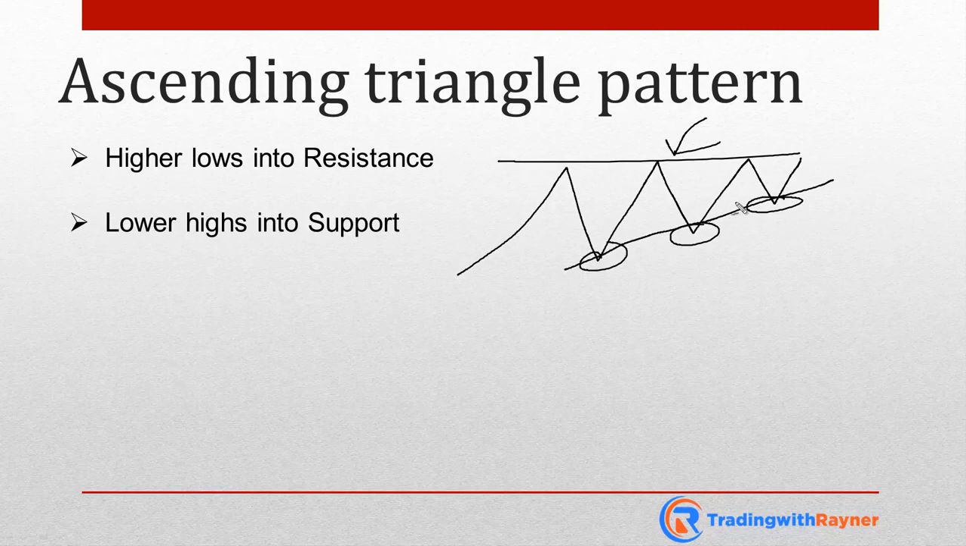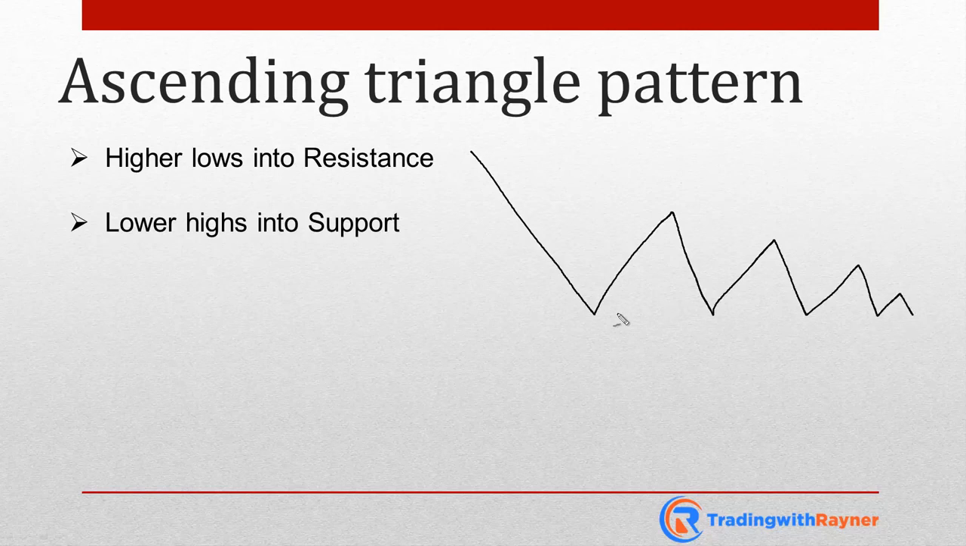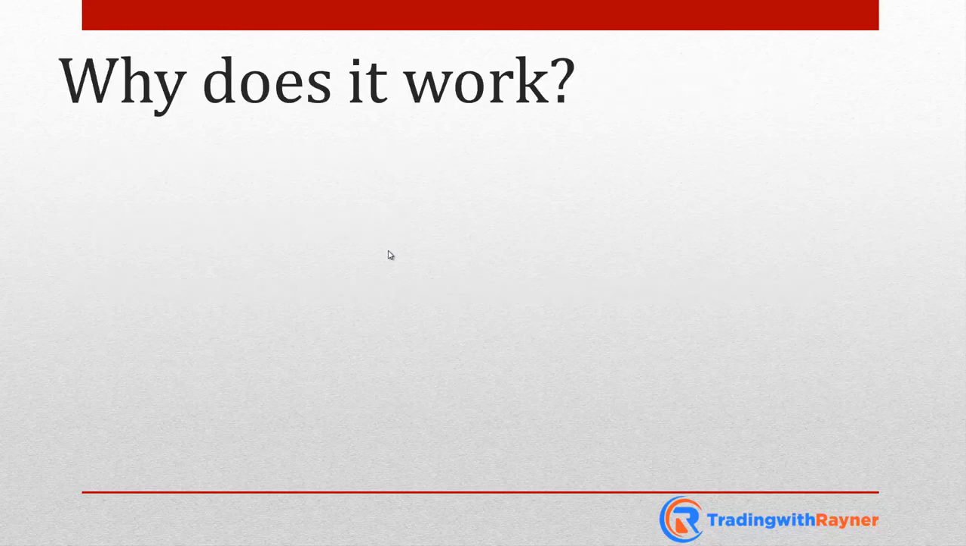an ascending triangle. And on the other hand, the descending triangle is simply the opposite. You see lower highs coming into support. So this is an area of support, this portion over here, and you can see these lower highs coming into support. So this is what an ascending and descending triangle looks like. Now, the thing to note is that the longer the pattern takes to form, the more significant it is, and I'll explain why. But first, why does this pattern work?